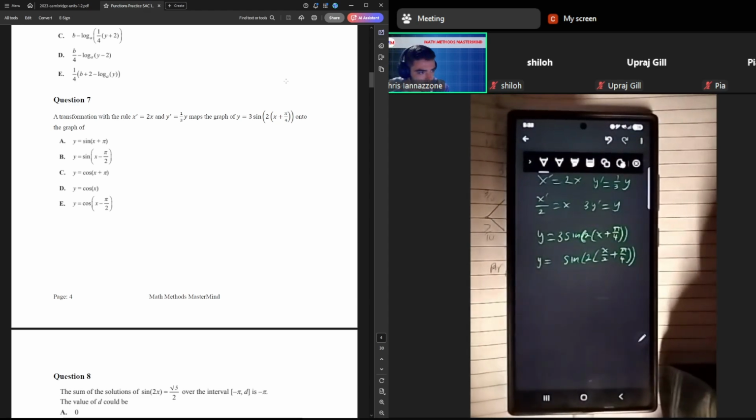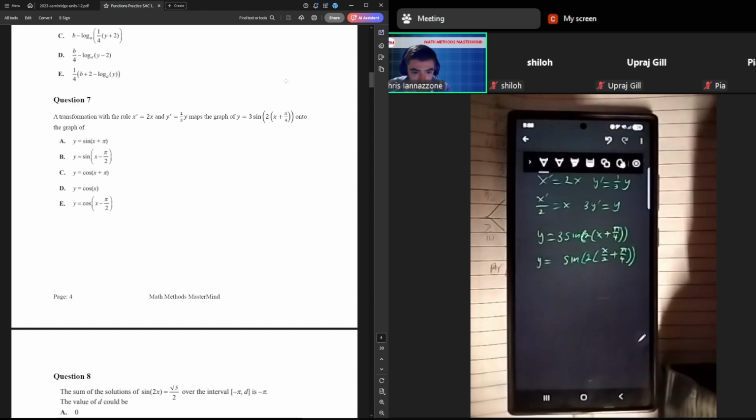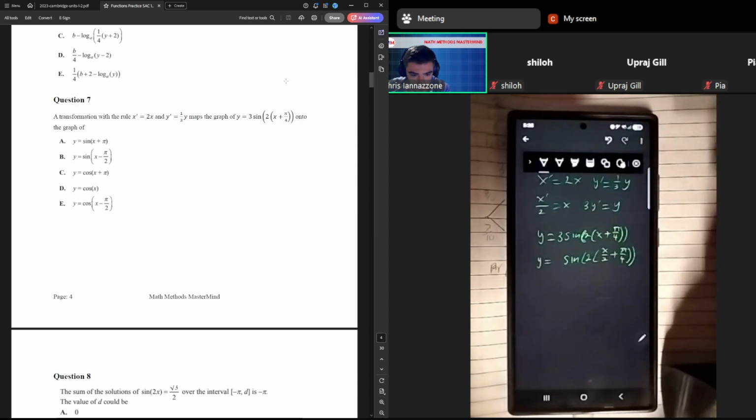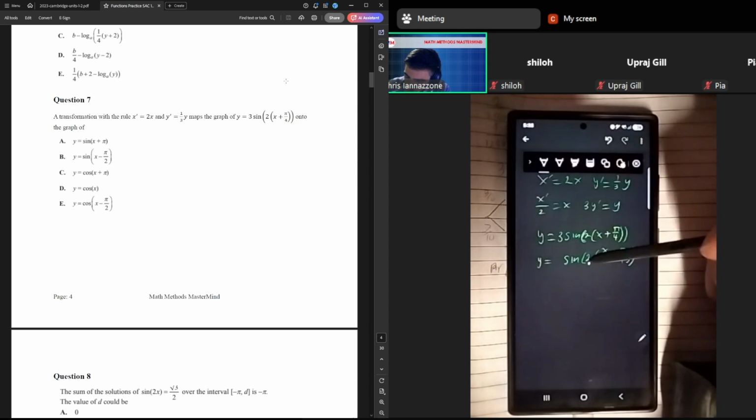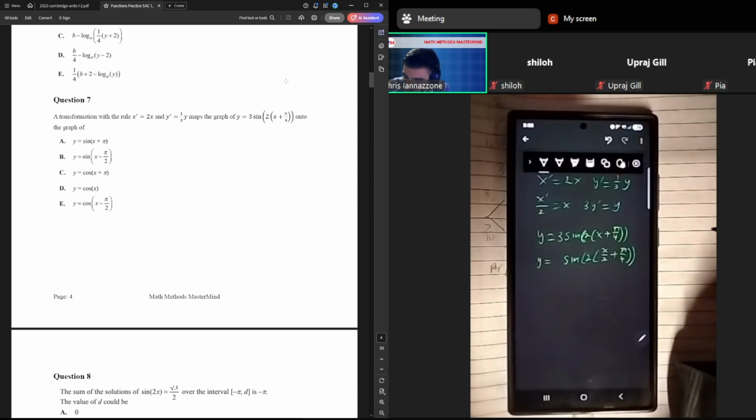Now, if we look on our answer sheet, there actually isn't any A, B, C, D, or E. None of those match up to this. So we're going to have to do a little bit more simplification. Any thoughts on how we might simplify this further?